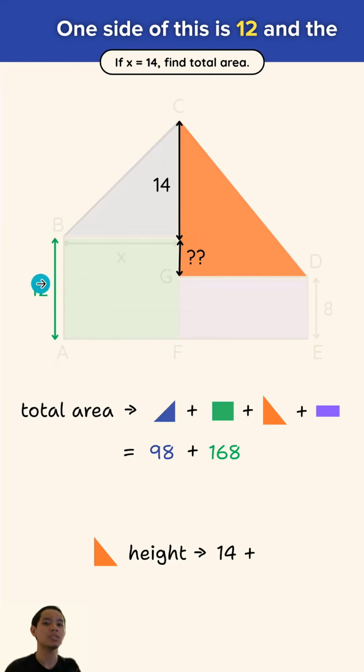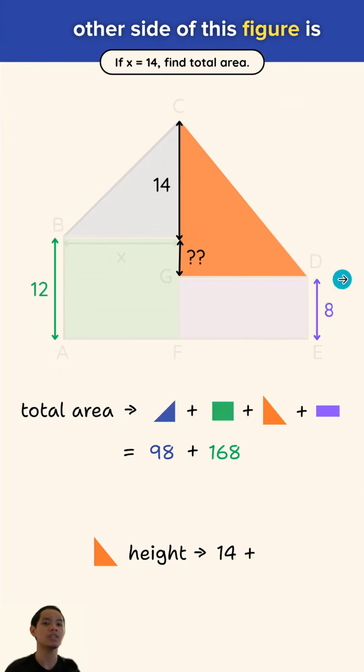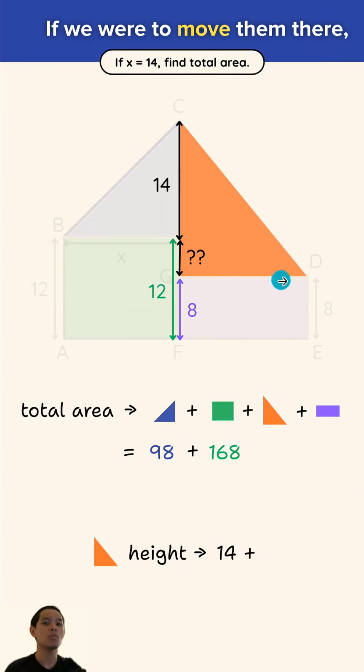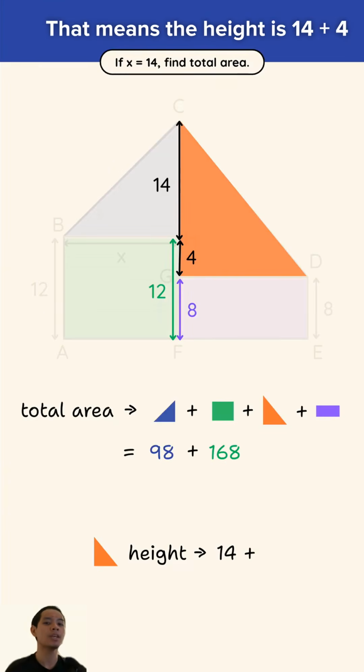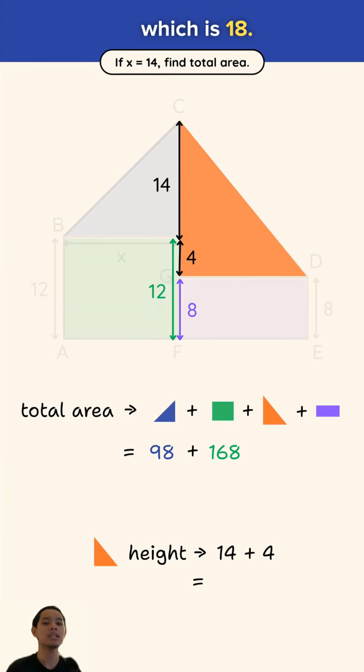One side of this is 12 and the other side of this figure is 8. If we were to move them there, then we actually can figure out what this missing space or height is, which is 12 minus 8, and this is 4. That means the height is 14 plus 4, which is 18.